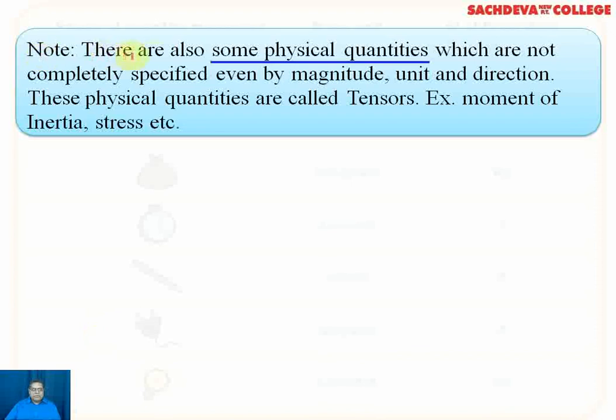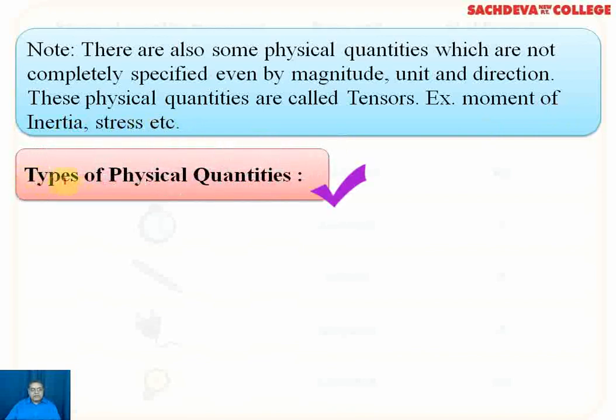There are some physical quantities which are not completely specified even by magnitude, unit, and direction. If a physical quantity is not specified by magnitude, unit, or direction alone, then this type of quantity is known as a tensor. Quantities are called tensors. Examples are moment of inertia and stress.